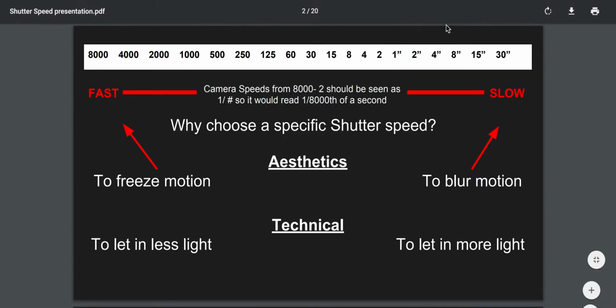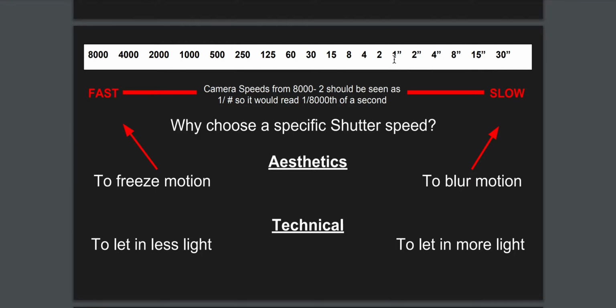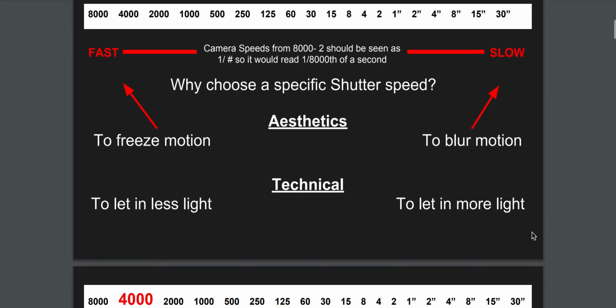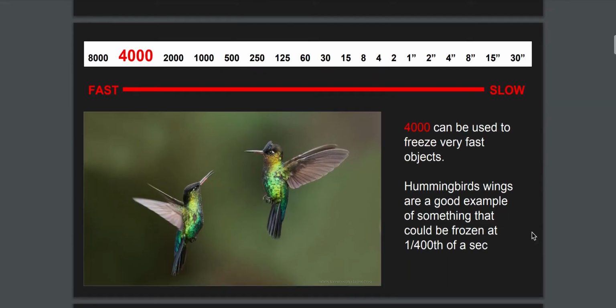Now, as we get over to the right side of our measuring system, followed by the 1, 2, 4, 8, 15, 30, those indicate full seconds. So 1 second, 2 seconds, 4 seconds, 8 seconds, 15 seconds, and 30 seconds, which means the shutter is open for a longer period of time. What that does to your pictures is it blurs the motion. And because the shutter is open for a longer period of time, it lets in more light into the camera. So let's see what it does to photos.